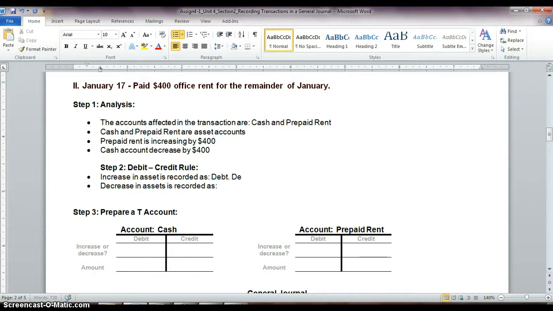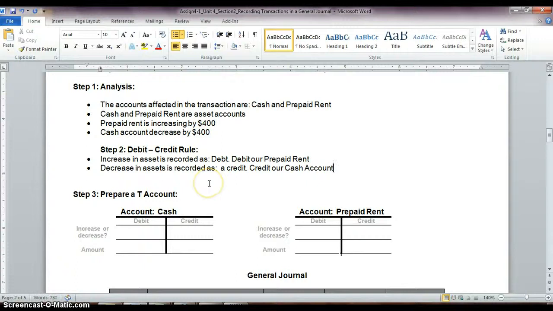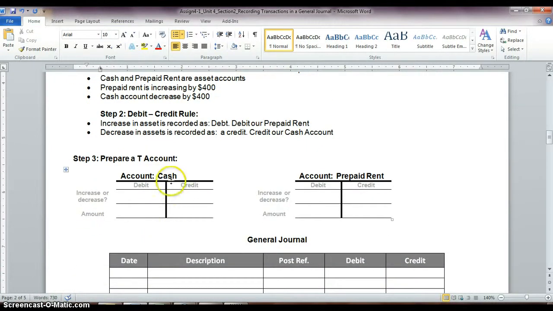So we're going to debit our, sorry, I cannot type today. Debit our prepaid rent account. Then a decrease in assets is always recorded as a credit. So we're going to credit our cash account. Okay, so then we move down here to our T accounts.